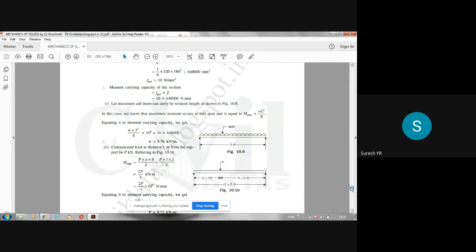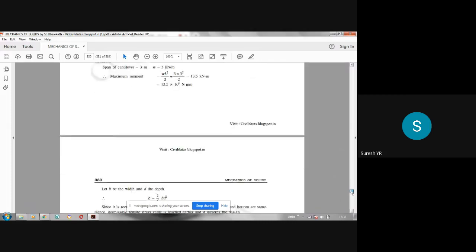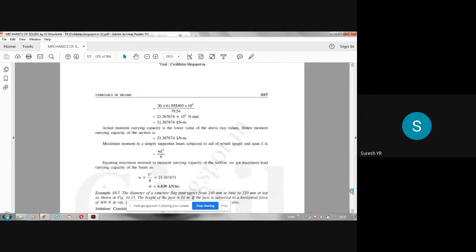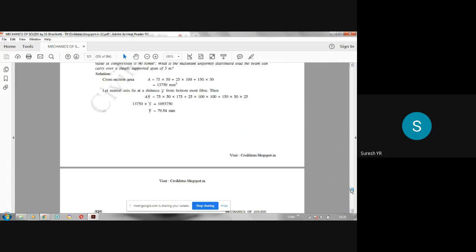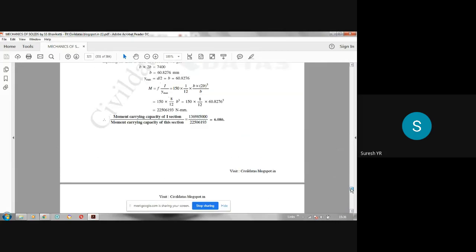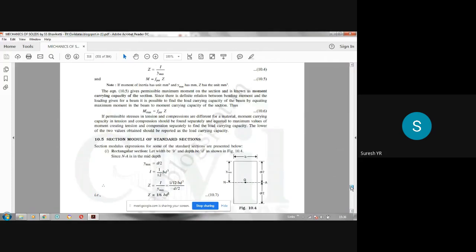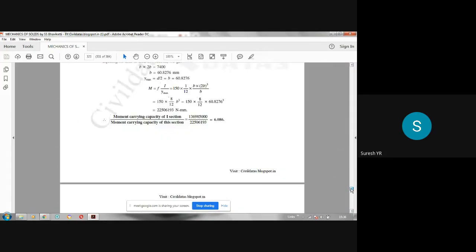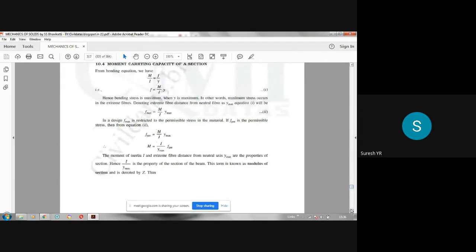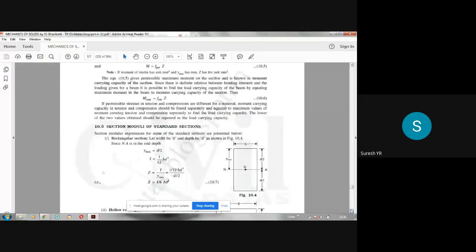So there are two types of problems in bending stress. One is computation of the load carrying capacity of the beam. Another one is sketch of bending stress and shear stress. That I will take up after I explain the shear stress sketch type problem. Now, first problem. All of you be attentive here.